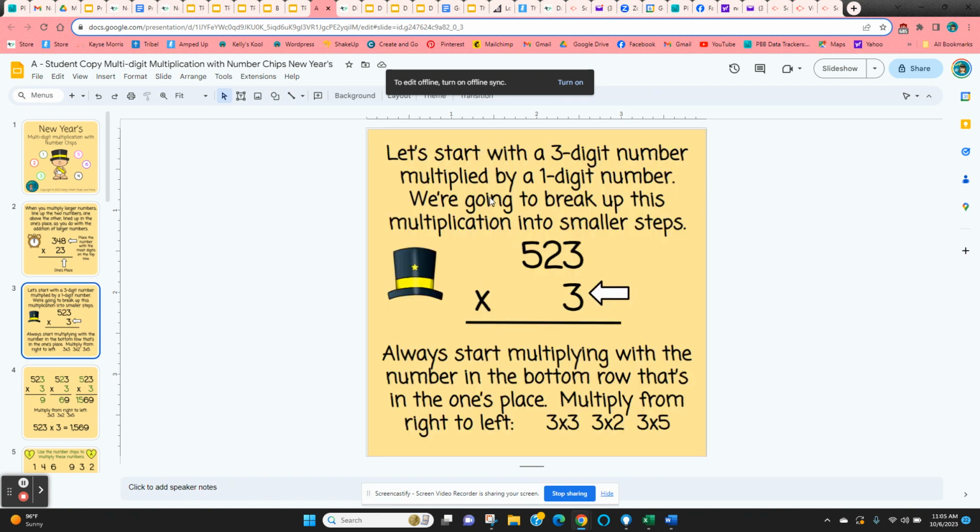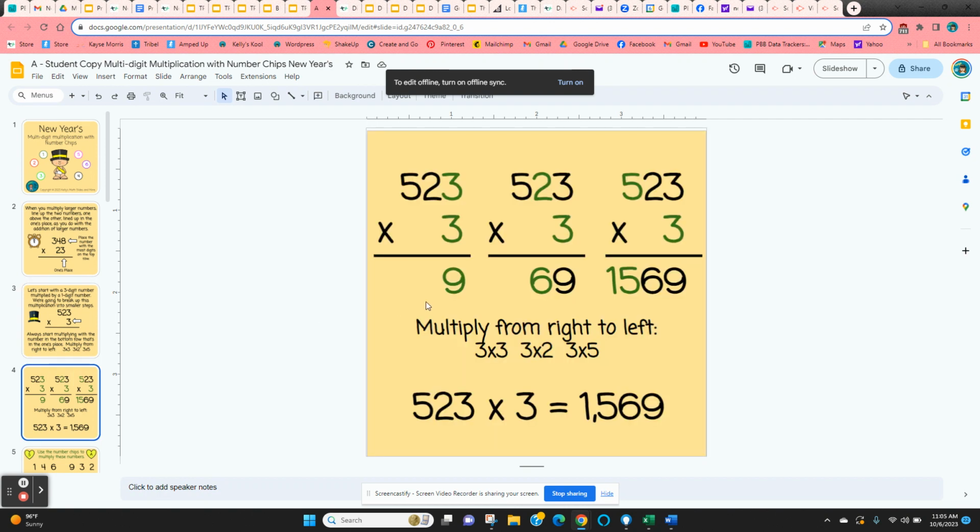And then it explains how to multiply just with a three-digit by one-digit number. So you're going to multiply from right to left. So we break it up into smaller steps. So this one would be from right to left, 3 times 3, then 3 times 2, then 3 times 5. And the next slide shows how that works.